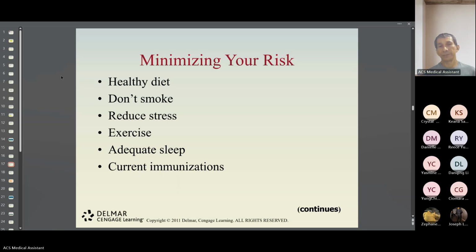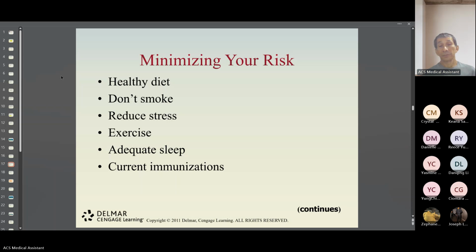Exercise. Now, once again, if you exercise, keep a healthy diet, don't smoke, hey, your body is going to be in good shape. So you are going to minimize the risk of being affected by these microorganisms.